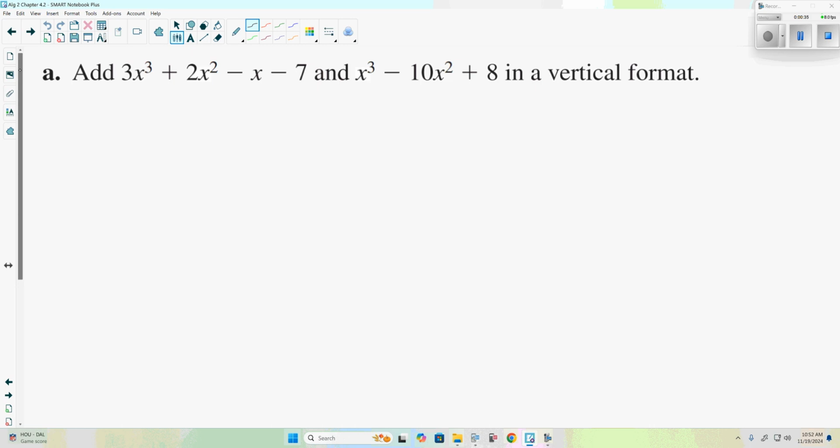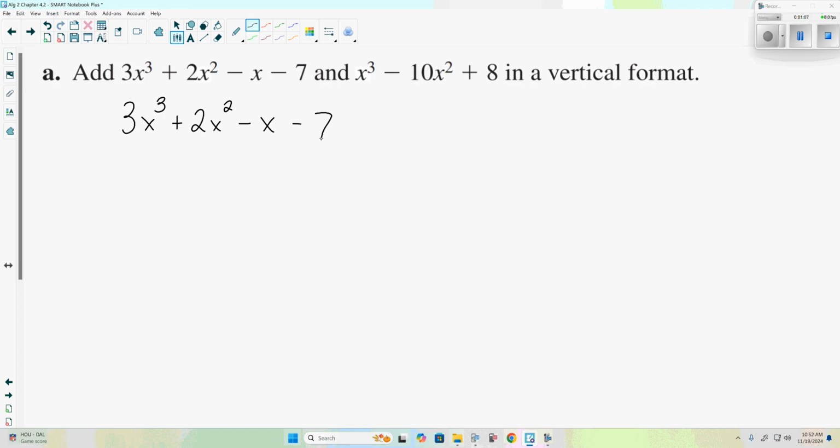So if we're going to add vertically, we're going to add 3x cubed plus 2x squared minus x minus 7. And we put whichever one is first on top. So we'd have 3x cubed plus 2x squared minus x minus 7. And when we list it out, if there's any term missing, we need to put a 0 in it, so we have a placeholder, a marker for that there.